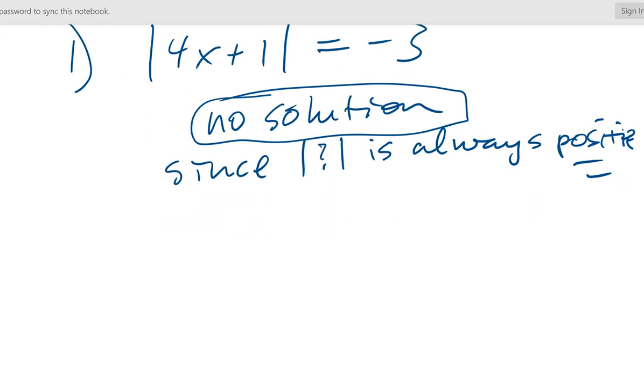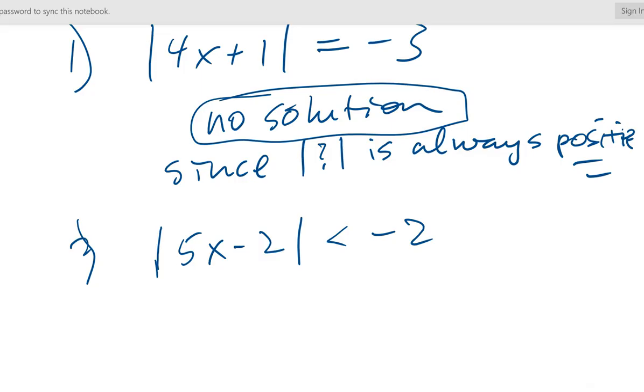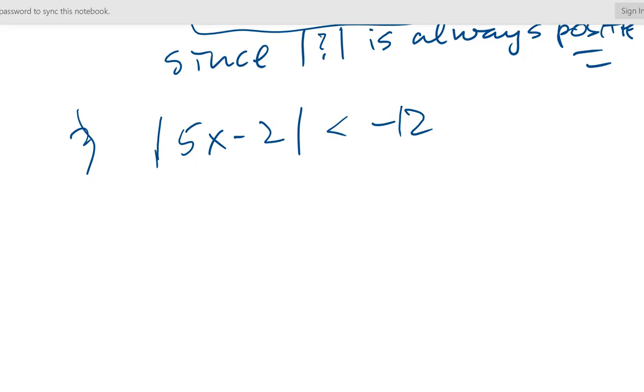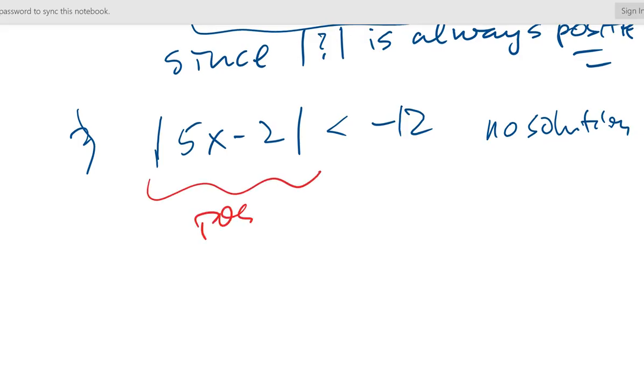The second kind that you'll run into is something like 5x minus 2 is less than negative 2. Well, let's make it negative 12. So it's not the negative 2 here. Now, this is also no solution, for the same reason: the left-hand side is positive, and the right-hand side is negative, and a positive can't be less than a negative. We're using less than here.